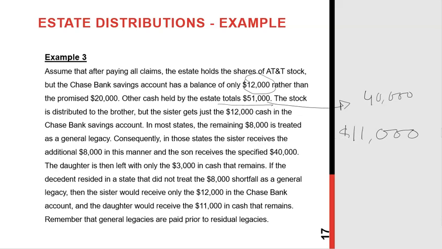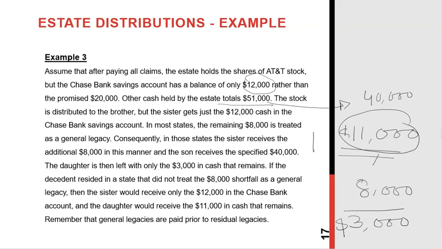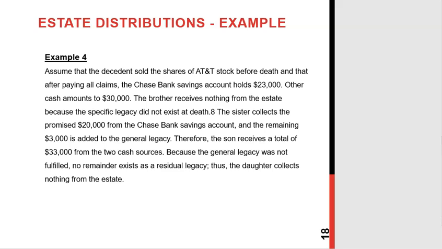Some states may treat this $11,000 as a general legacy, and you also remember that for the demonstrative legacy, the sister is not paid up to $20,000. So some states may require that the sister be given the rest of the $8,000 from these $11,000, and then the residual amount of $3,000 will be given to the daughter. Now we will see a different example.